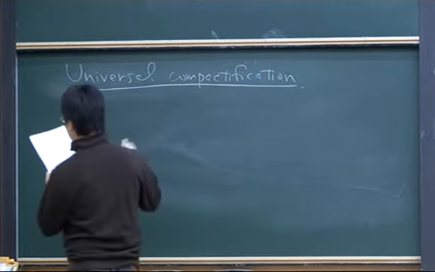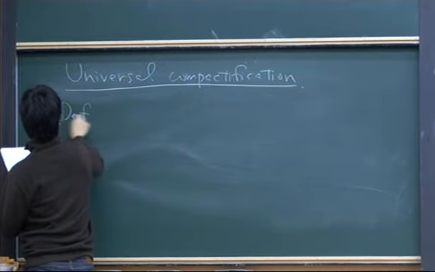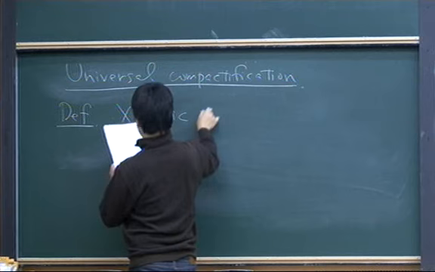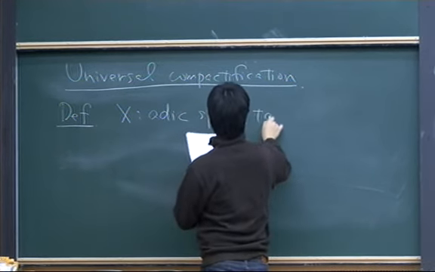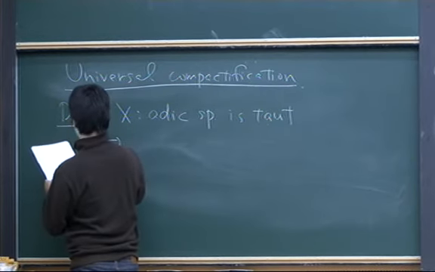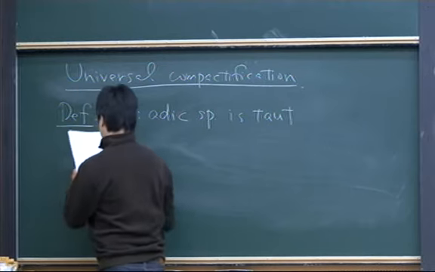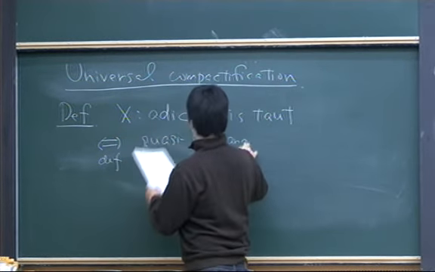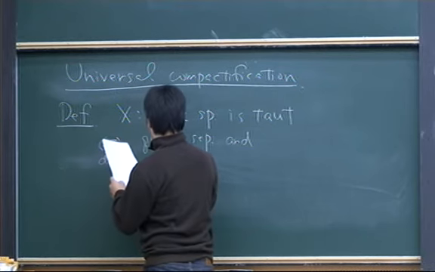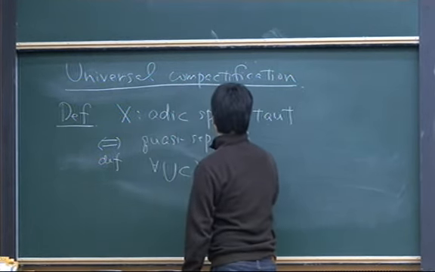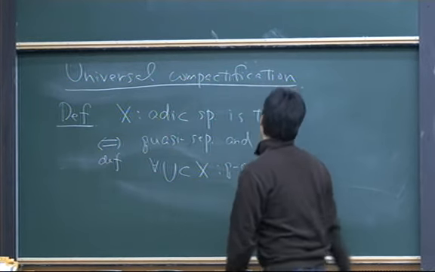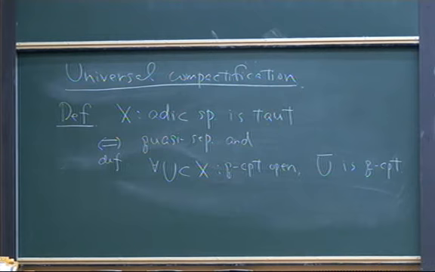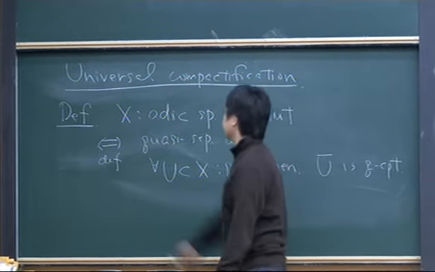To construct a compactification, we need one more condition, which is called taut. An adic space is said to be taut if, this is a very simple definition, if X is quasi-separated and for every quasi-compact open subset, the closure of it is again quasi-compact. This is a condition on the topological space.